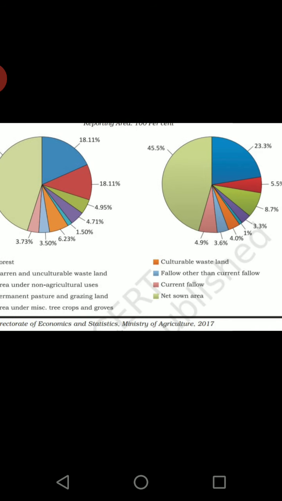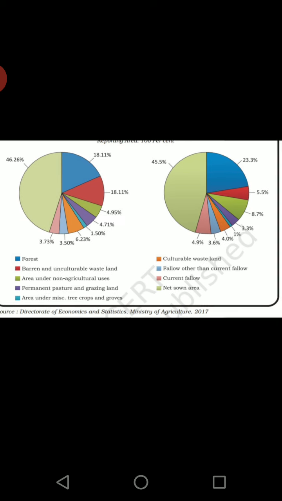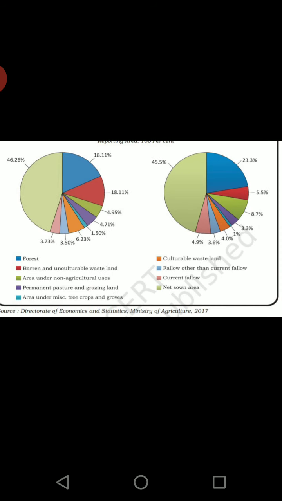We have the next category, that is culturable wasteland. Culturable means it can be cultivated. If we want to cultivate this land, obviously we have to put in more effort in the form of fertilizers, pesticides and manures. This particular section of the pie chart was earlier more, now it has reduced, so it might be used for some kind of urbanization or industrialization.